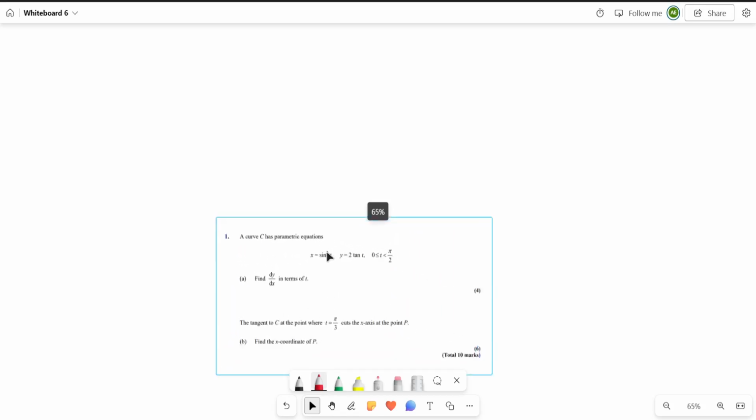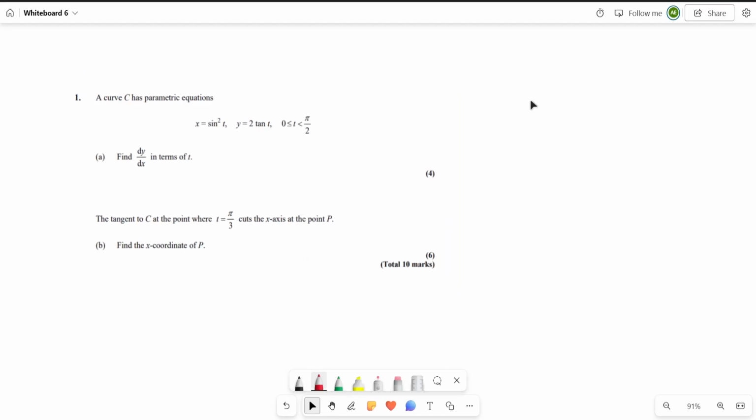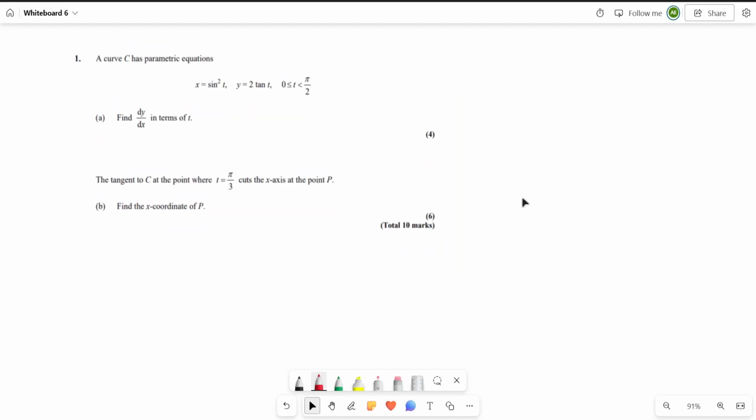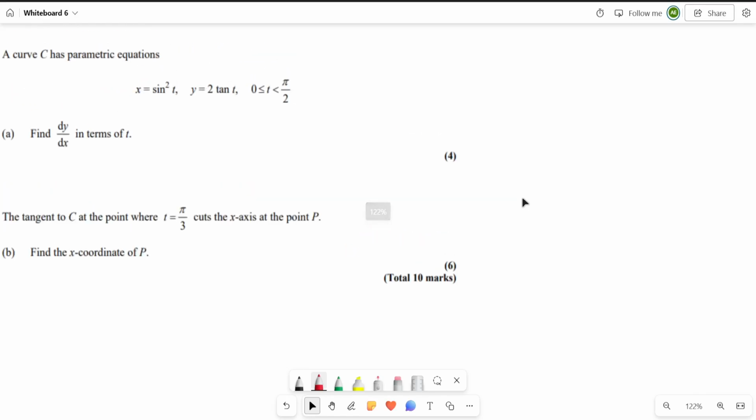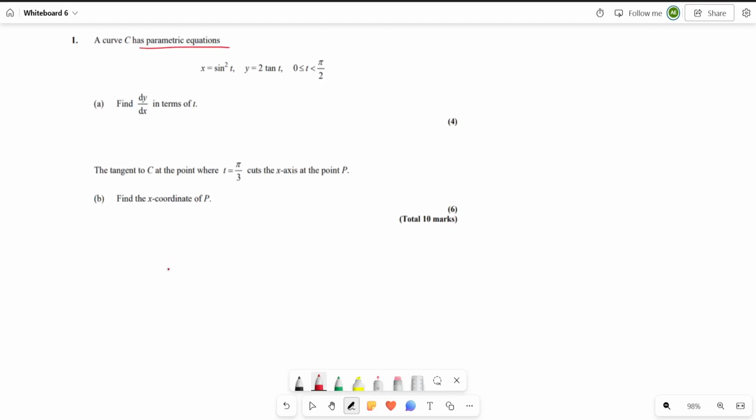Okay, let's take another example, which is super important for us, which is over here. Okay, let's say we have this question over here. So this is basically some applications of parametric differentiation. So let's read the question. It says we have a curve C that has a parametric equation in this form over here. It says find dy by dx in terms of t. This is easy, so we can do that just like how we solved the previous one.